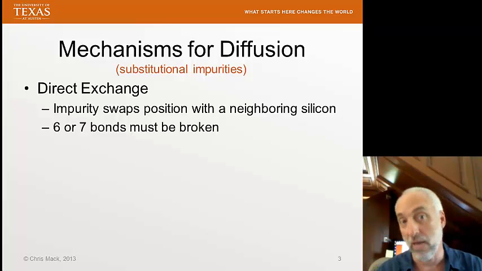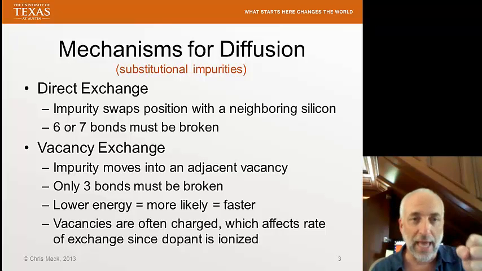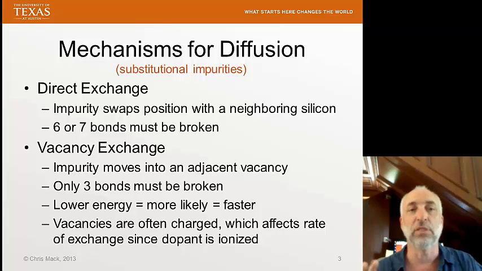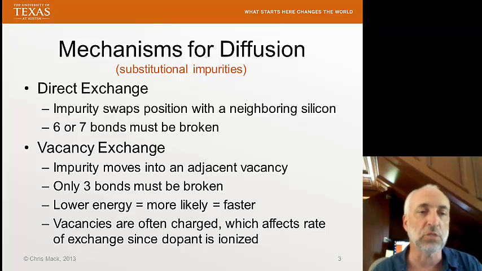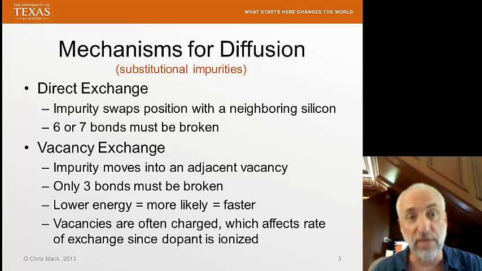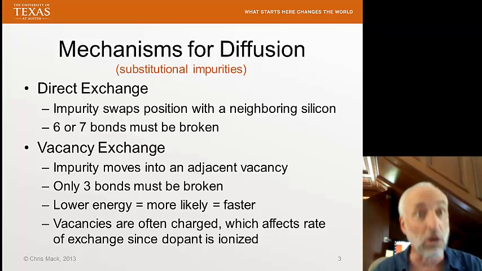There's another way, however, that a dopant can move, and that has to do with the possibility of vacancies. Now, a vacancy is a position in the crystal lattice that should hold a silicon atom, but in fact is empty. And that happens. No crystal is perfect. There will be certain defects, including these vacancies. And at high temperatures, the number of these vacancies, the concentration of vacancies, is greater. In fact, at very high temperatures, it can be a very large number of vacancies.